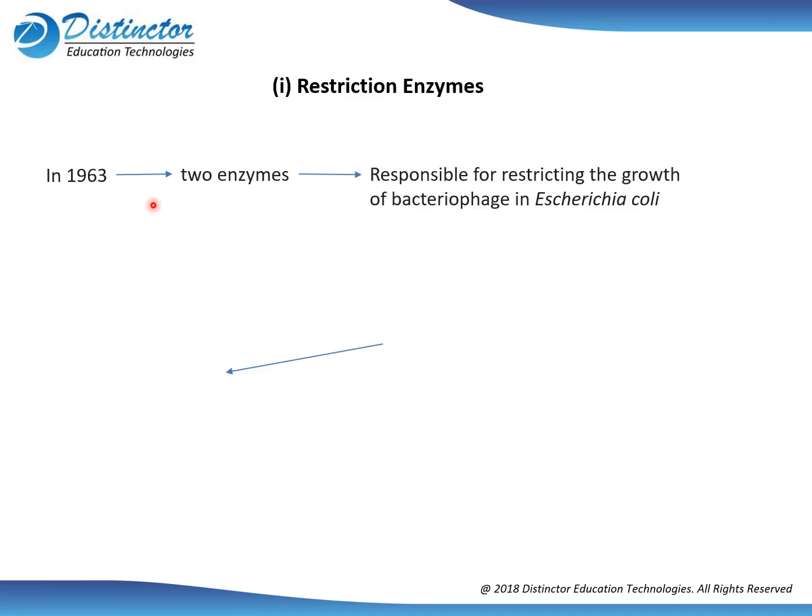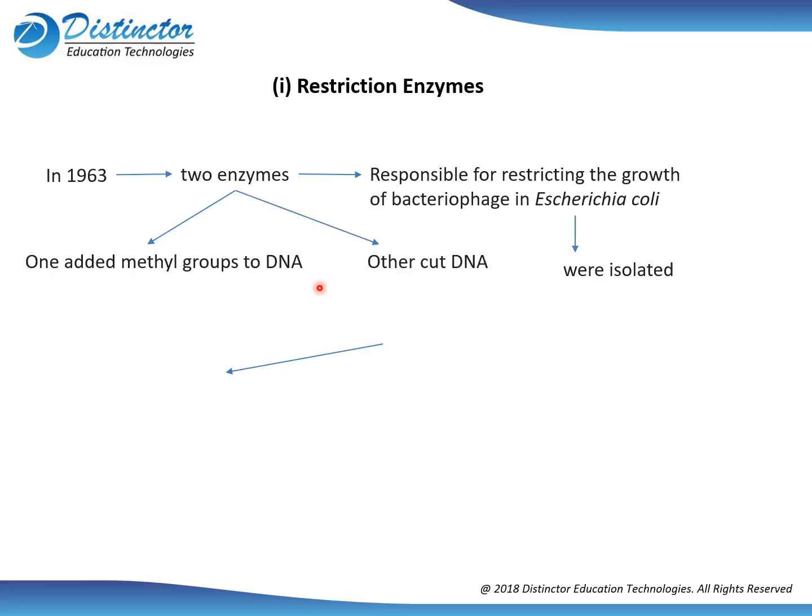In 1963, scientists found that there are two enzymes responsible for restricting the growth of a bacteriophage in an E. coli cell. They found that a bacteriophage cannot grow inside the E. coli cell, so they tried to isolate the two enzymes. One enzyme adds a methyl group to the DNA, whereas the other enzyme cuts the DNA. Due to these two reasons, the bacteriophage cannot grow inside the E. coli cells. The enzyme which cuts the DNA is called a restriction endonuclease.